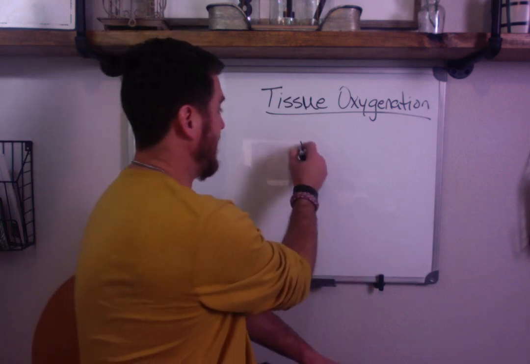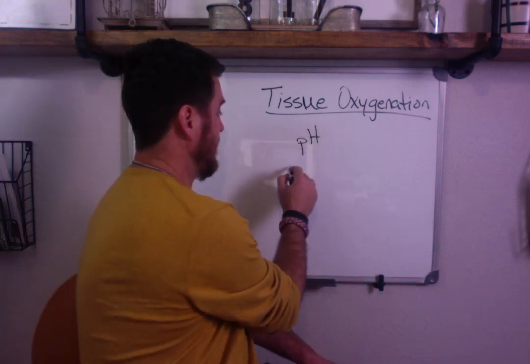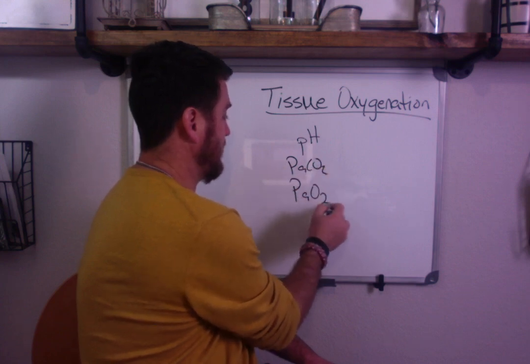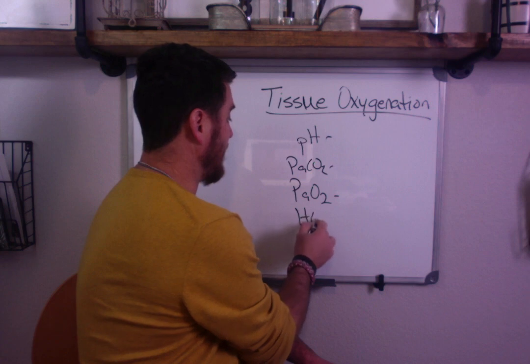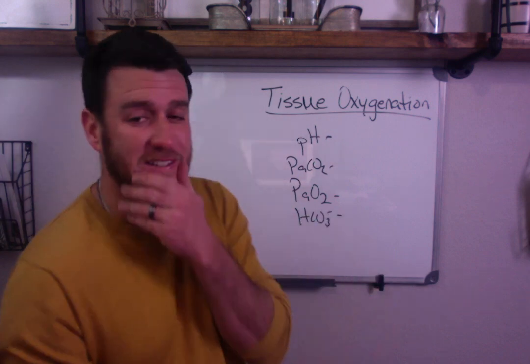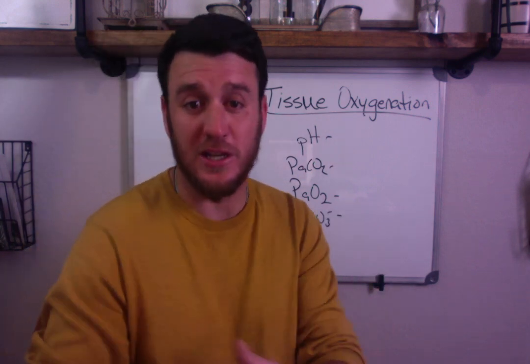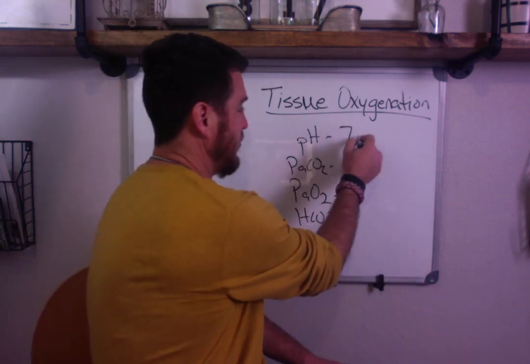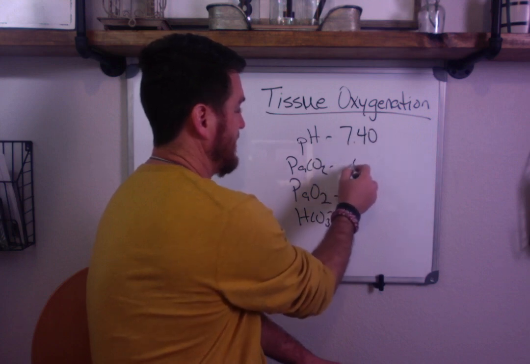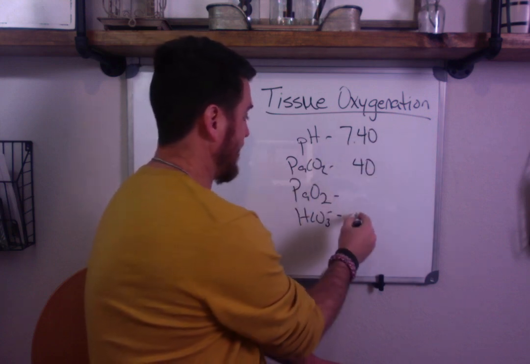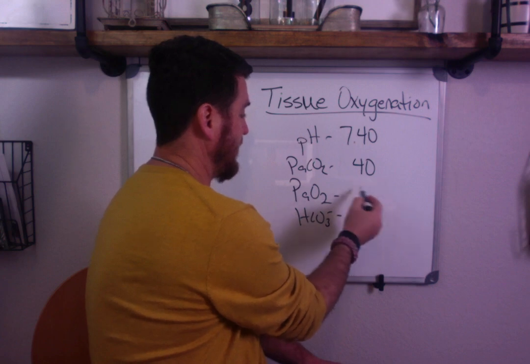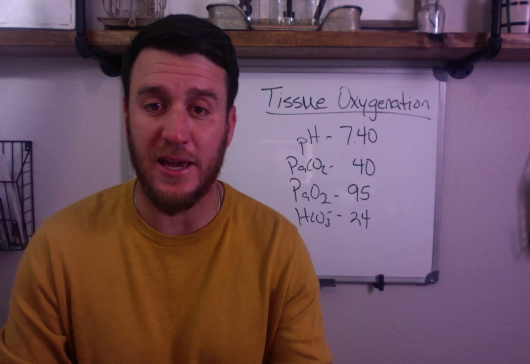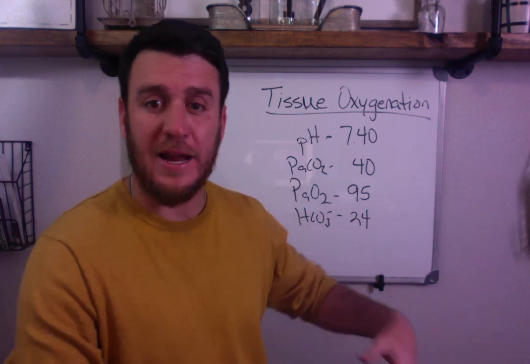So you have your pH, your PaCO2, your PaO2, and your bicarb. So you have a tendency to look at this and assess it, and you say, oh, everything looks good. So my pH is 7.40, my PaCO2 is 40, my bicarb is 24, and you have a PaO2 of 95. So if you were to look at this blood gas, you would say everything is normal. And I would agree with you.